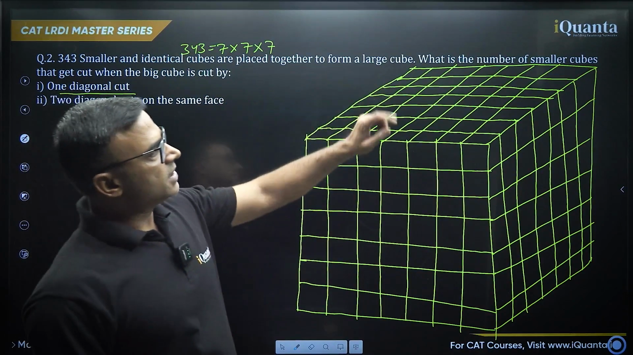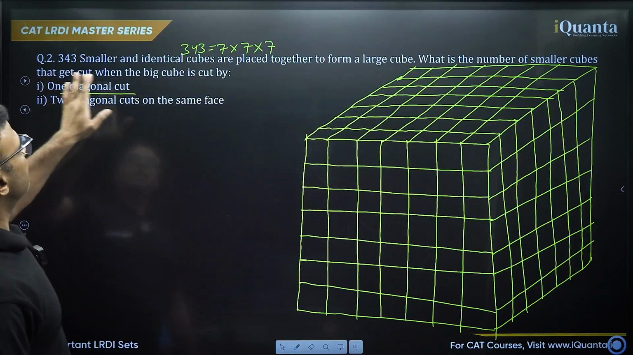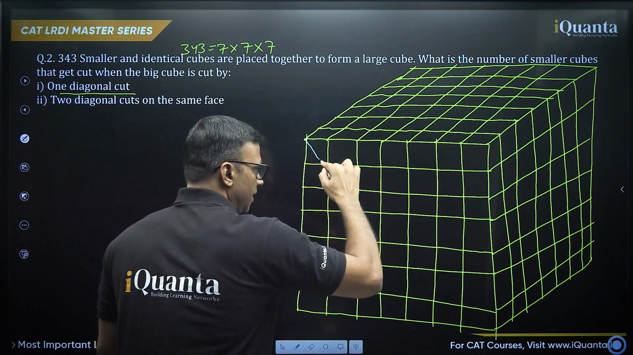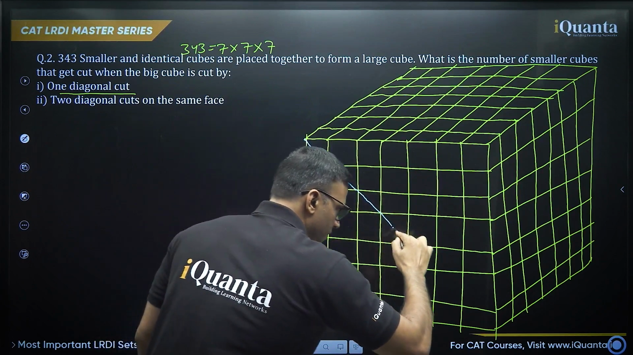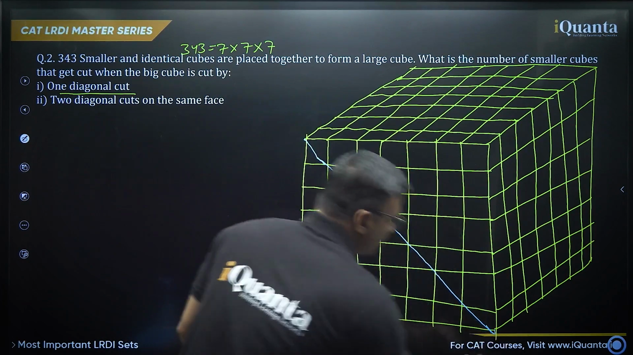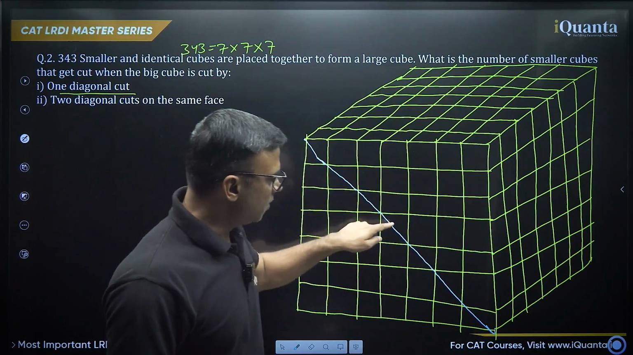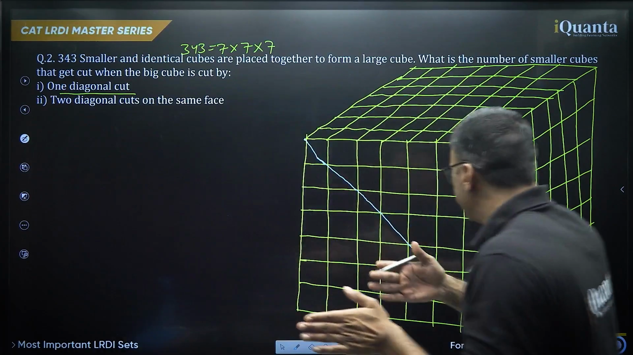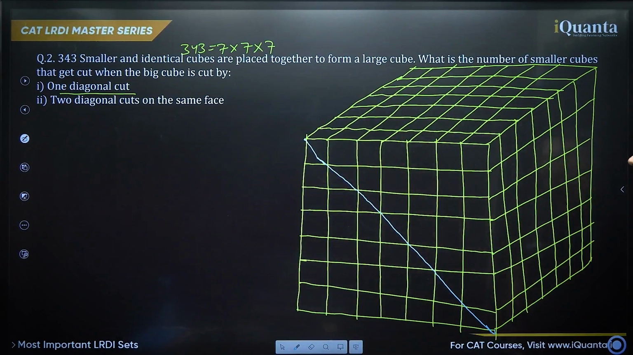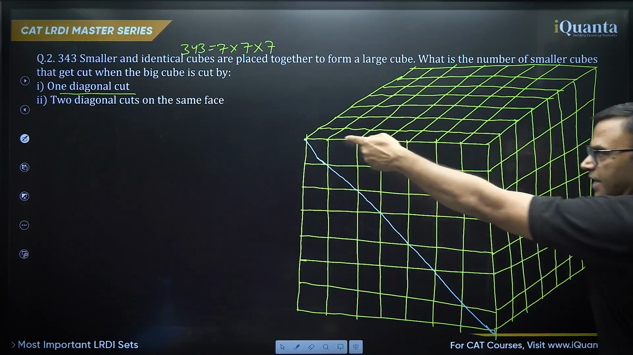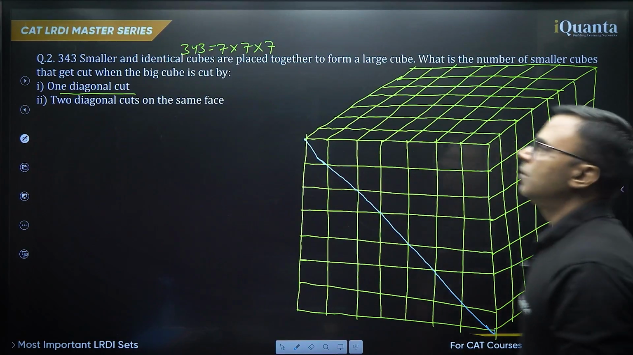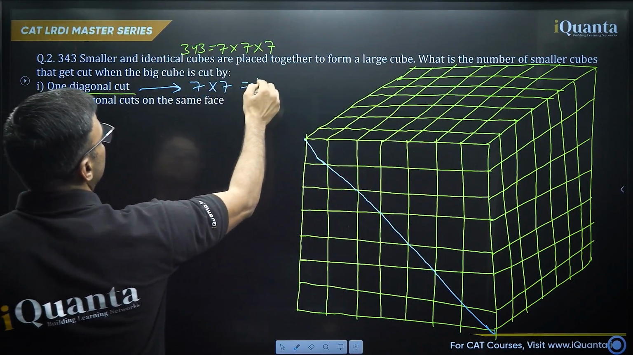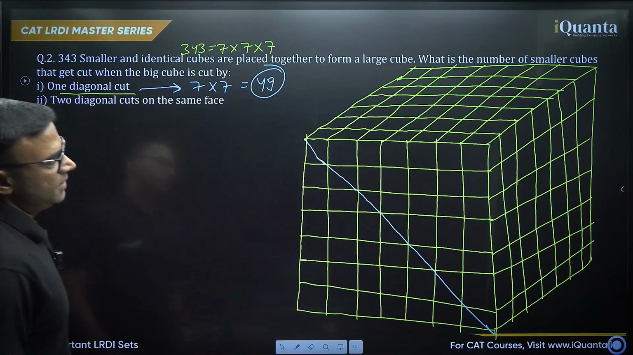It says, what is the number of smaller cubes that get cut when the big cube is cut by one diagonal cut? So if I'm putting one diagonal cut, how many cubes am I hitting? So this is the diagonal. You see 1, 2, 3, 4, 5, 6, 7 cubes are being cut. But this is just one layer. How many layers are there? How many vertical layers like this that you can see? There are 7 layers, and in each layer these are the 7 cubes. So in one diagonal cut, the number of cubes that will get cut will be 7 into 7. That is 49.